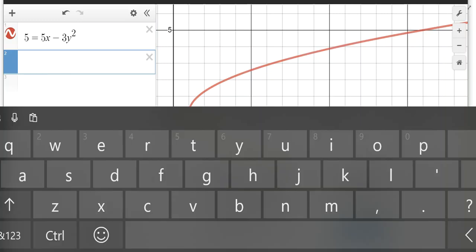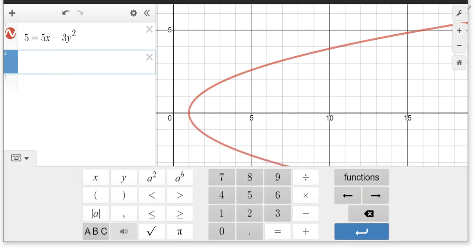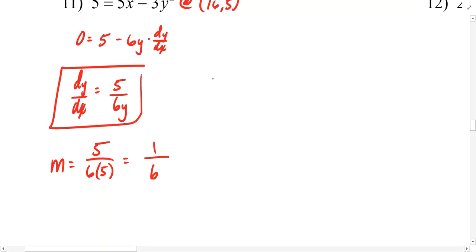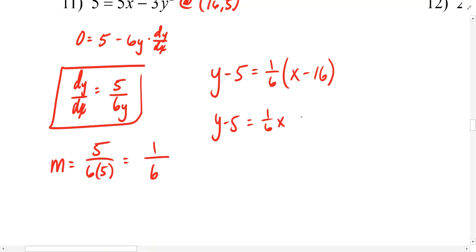And since I'll provide you with an image of the graph, it'll be similar to this. Here's an image of that graph. Here's the coordinate 16, 5. You'd be able to draw that by hand. And we think that the slope might be 1/6. So that seems pretty reasonable. Let's go ahead and finish this out. If the slope is 1/6 and we've got our point slope formula, y minus 5 equals 1/6 times x minus 16, well, that leaves us with y minus 5 equals 1/6 x minus 16 sixths.